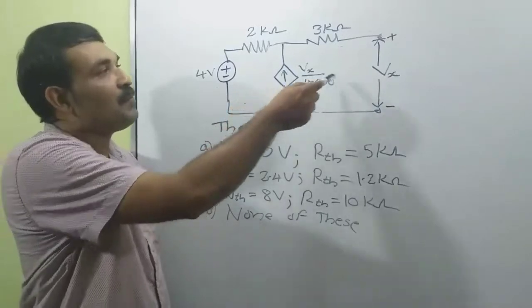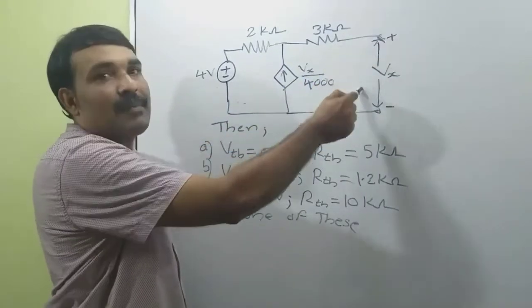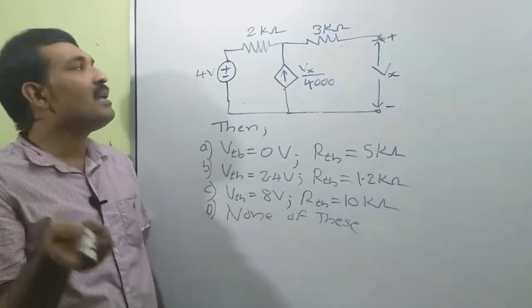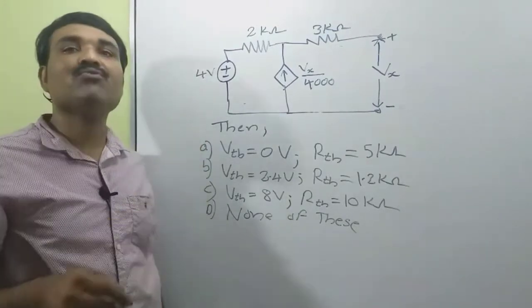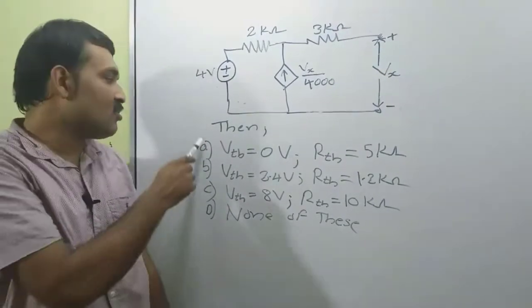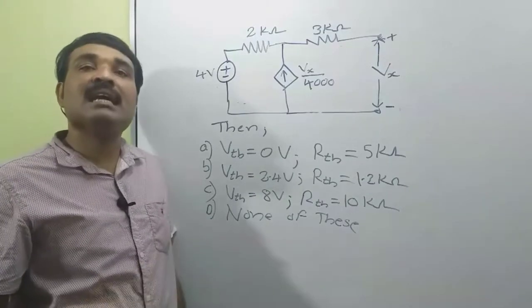Okay. Now we have a circuit which comprises a dependent current source. The value of this current will depend on the voltage across this terminal, that is Vx, and an independent voltage source, 4 volt. Now we want to find RTH and VTH and choices are given. This is a previous year GATE question.